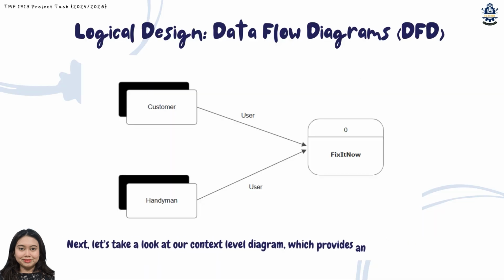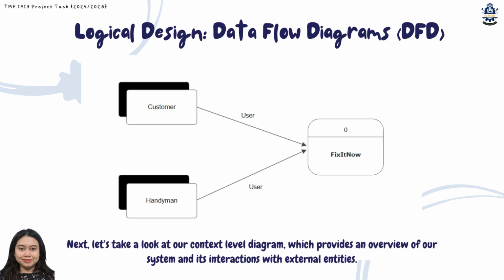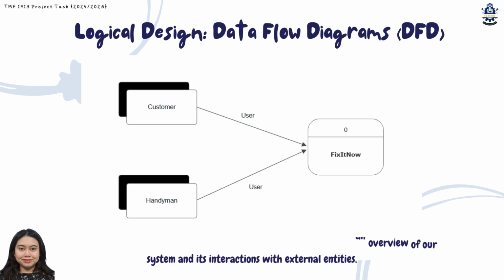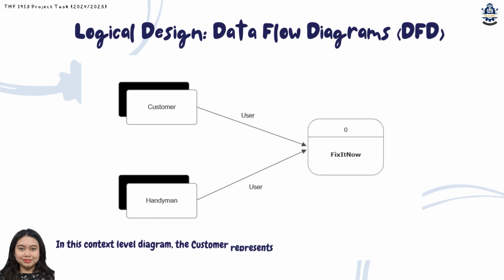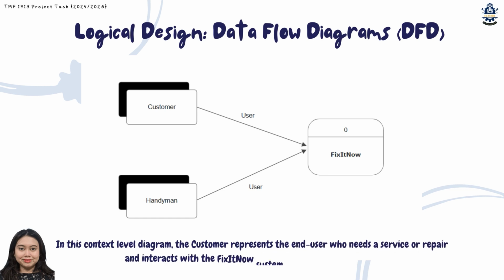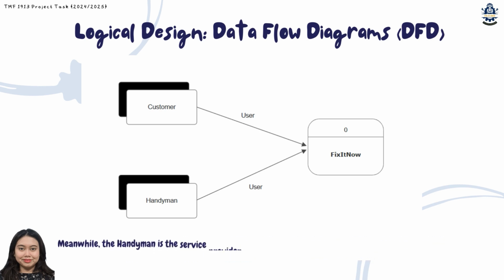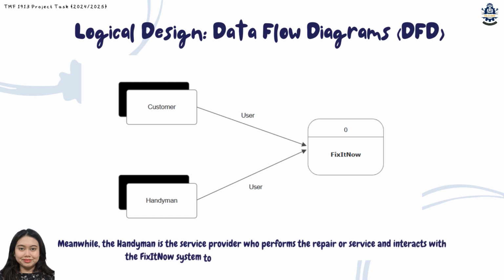Next, let's take a look at our context level diagram, which provides an overview of our system and its interactions with external entities. In this context level diagram, the customer represents the end user who needs a service or repair and interacts with the Fix It Now system to request a handyman. Meanwhile, the handyman is the service provider who performs the repair or service and interacts with the Fix It Now system to receive job requests and manage their tasks.